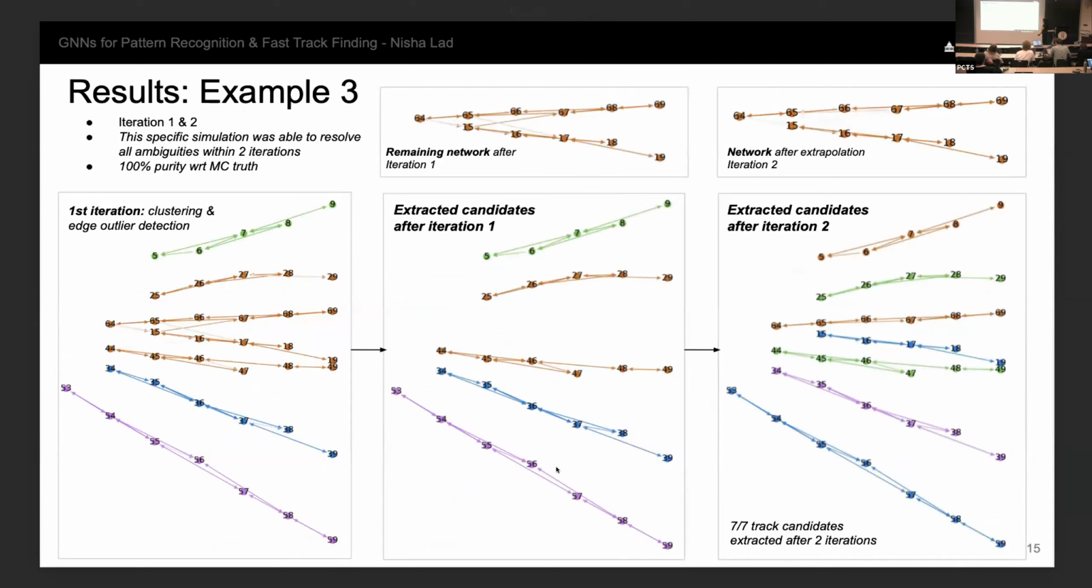This is a result after applying both iterations 1 and 2. You can see during the first iteration, after the clustering, some of these edge connections are grayed out, and there are many different subgraphs now. After iteration 1, we were able to extract 5 graphs with a remaining network here, and then after iteration 2, we could successfully extract all 7 candidates within this toy model.